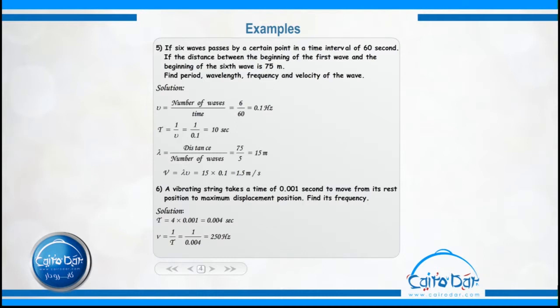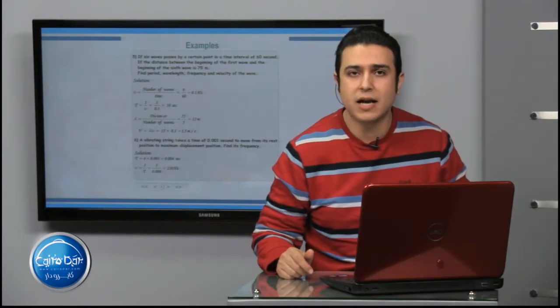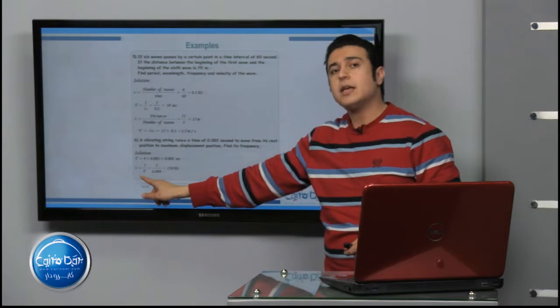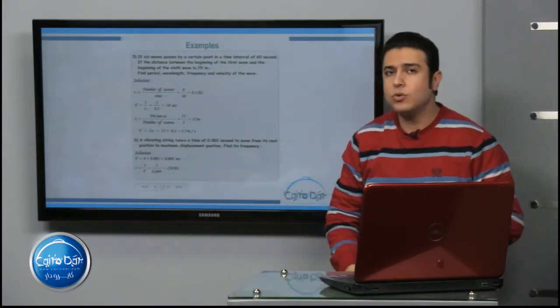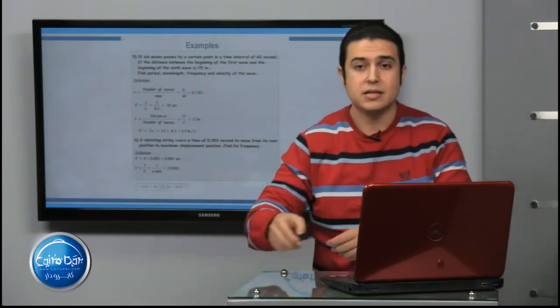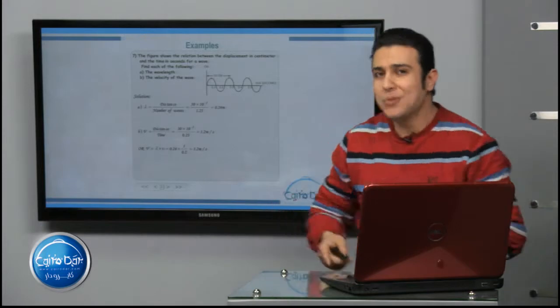That's for the periodic time. And to calculate the frequency, frequency equals the reciprocal of the periodic time. So frequency, nu, equals 1 over T, equals 1 divided by 0.004, equals 250 hertz. That's for this example. Another example, and this example is very important.